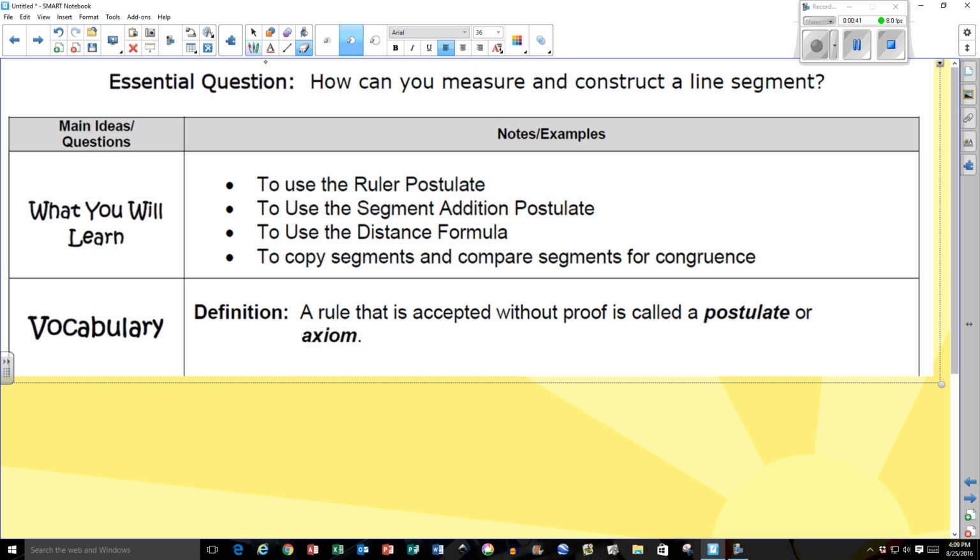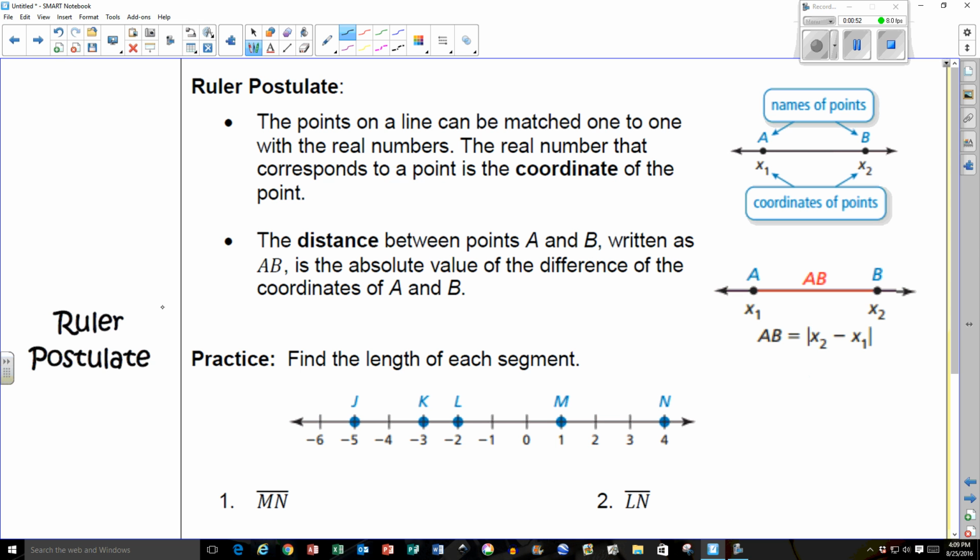axiom. So they're the same thing. So you may see them named postulates, you may see them named axioms. Either way, they're the same thing. So they're just accepted to be true regardless. So the first postulate we're going to look at is the ruler postulate.